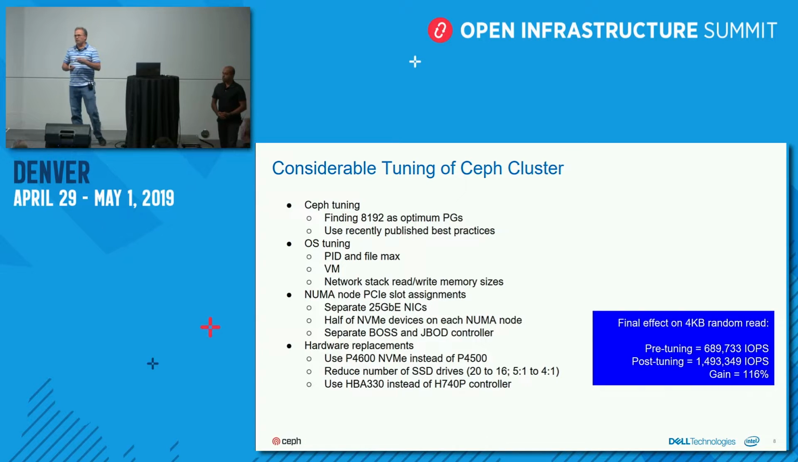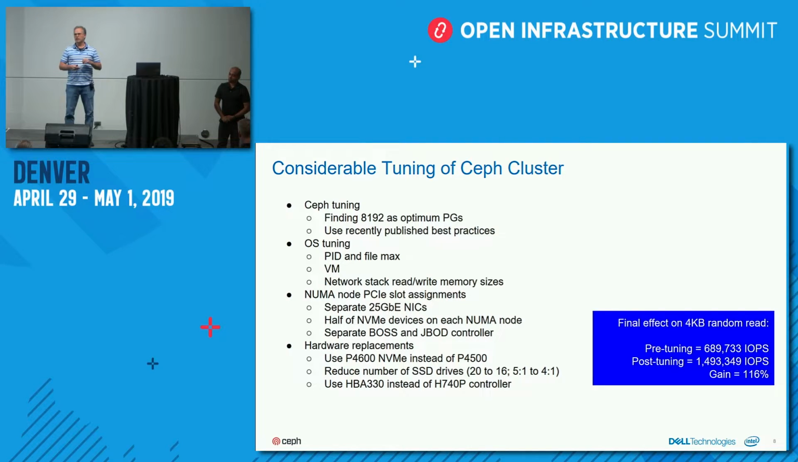The fourth category of things that we looked at was actually some hardware changes itself. So initially we did testing with a P4500, and we changed that out to the P4600. We reduced the number of SSD drives. Initially we had 20. So the chassis that we're using is a 24 drive chassis, 2.5-inch drives, where we had 20 SATA SSDs and 4 NVMEs.